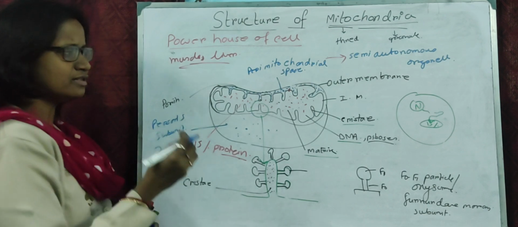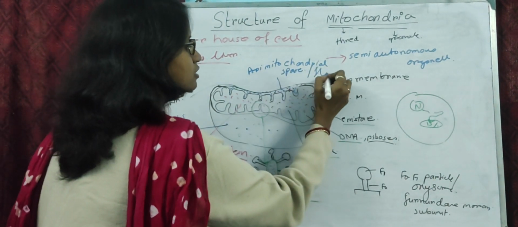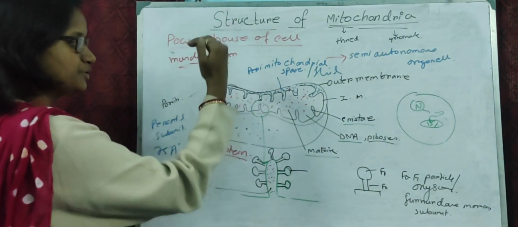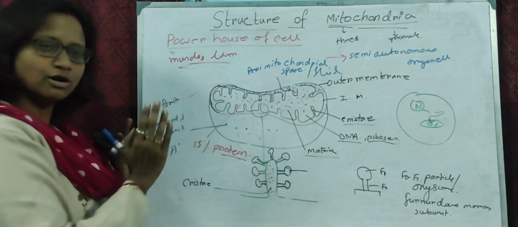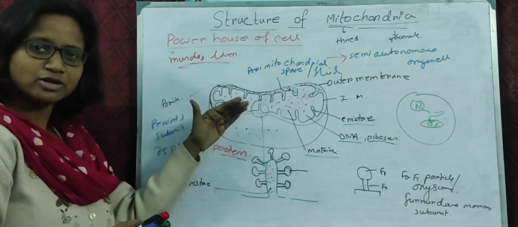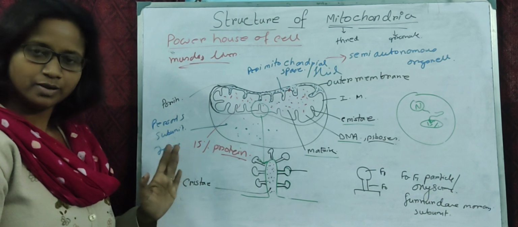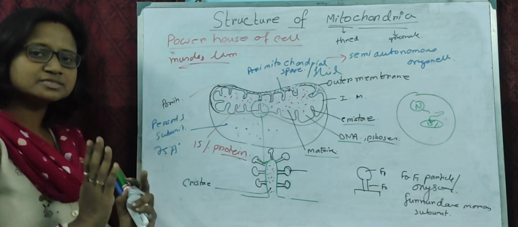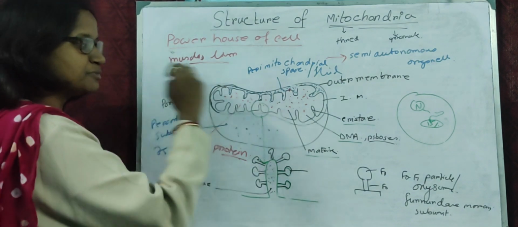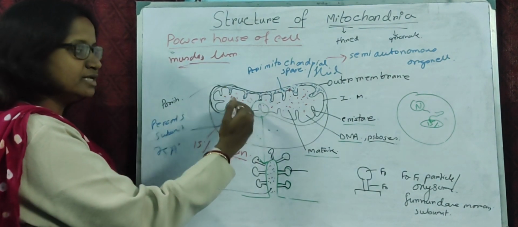Okay, and there is a fluid called perimitochondrial fluid. So at the outermost there is the outer membrane. Then there is a space, the perimitochondrial space, and after that there is the inner membrane. So between the two membranes there is a space. The perimitochondrial space is a fluid-filled space, and this fluid is called perimitochondrial fluid.